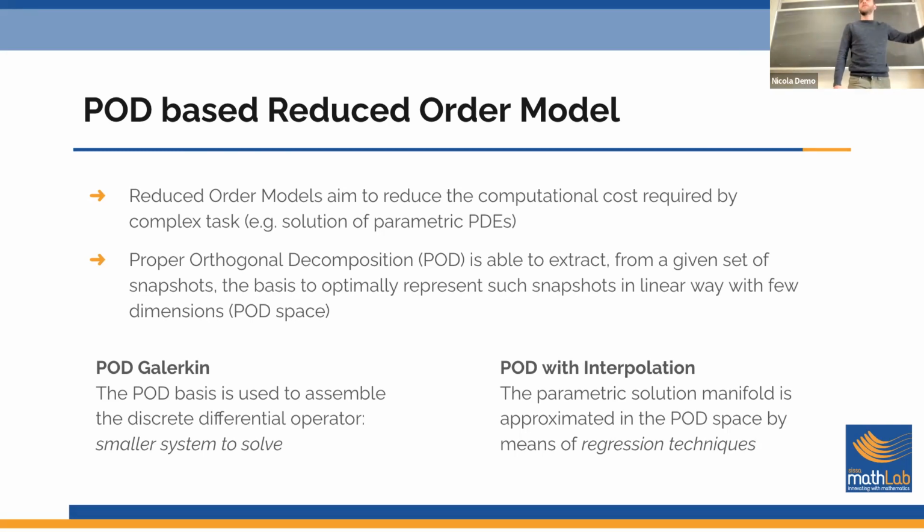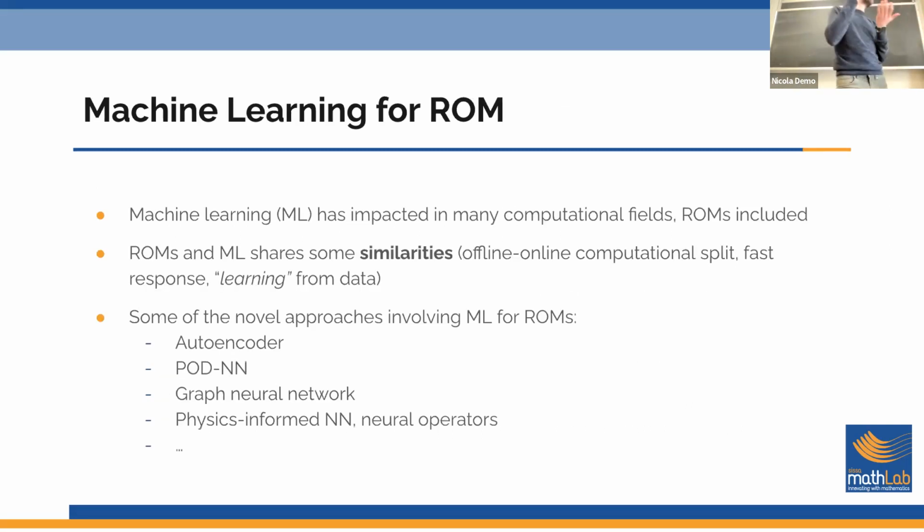POD works quite well. If you have a linear problem, it is probably still one of the best solutions to take, but of course, it suffers in some other conditions, especially for nonlinear models. So just think, for example, of the Navier-Stokes equations, where you have the convective term that makes the problem not linear anymore. And for all these parts, basically, machine learning can help a lot.